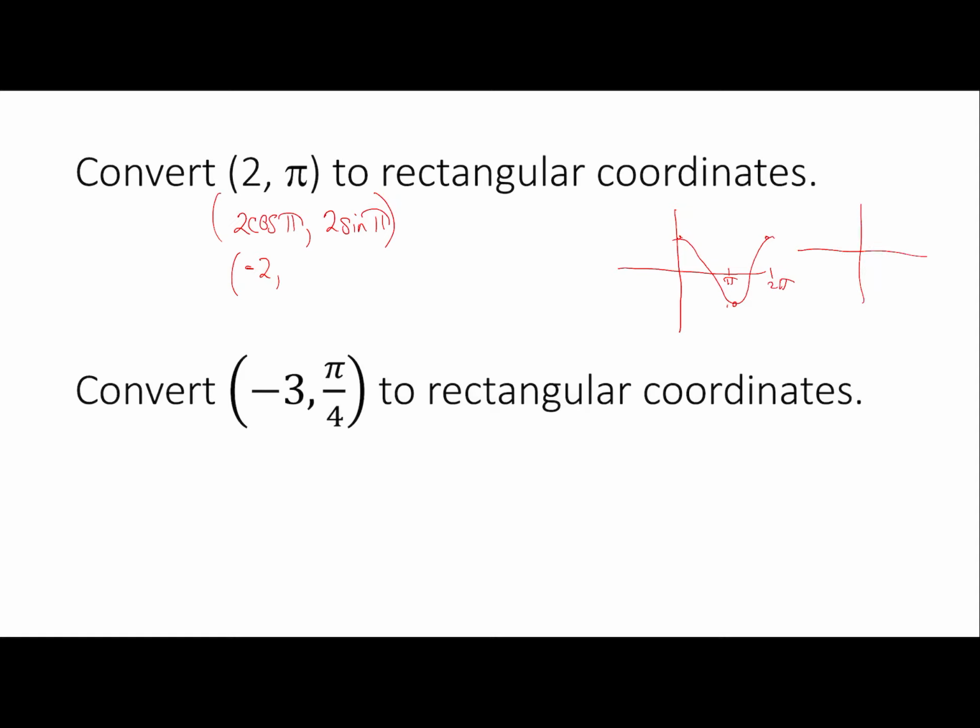Let's work with our sine wave. Sine starts in the middle, ends in the middle. So the sine of pi is 0. 2 times 0 is still 0, so negative 2, 0. Let's sketch it out in the polar coordinate system and see if it appears to be in the same place. So if we went 2 and pi, first we have to get to pi, and then we're going to go 2 arcs out. Is that the point negative 2, 0? Absolutely.